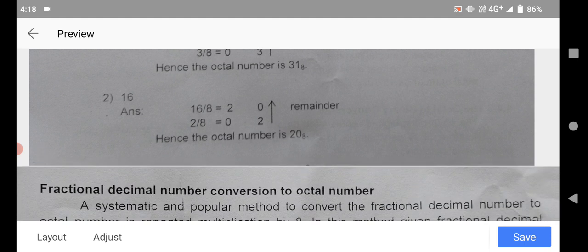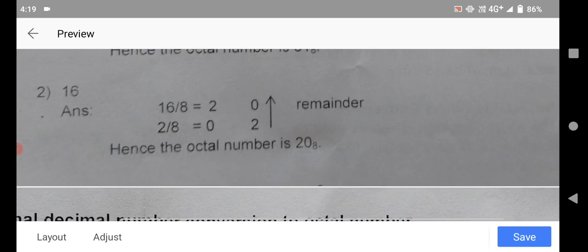Okay, now see the second example, which is 16. Here, given 16 is the decimal number, divide by 8. Okay, 8 twos are 16. So here the quotient is 2 and the remainder is 0. Note down the remainder 0, and this quotient 2 again divide by 8. So here the quotient is 0 and the remainder is 2. Okay, here the division of the given decimal number is completed.